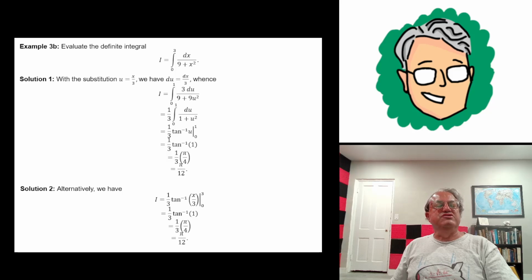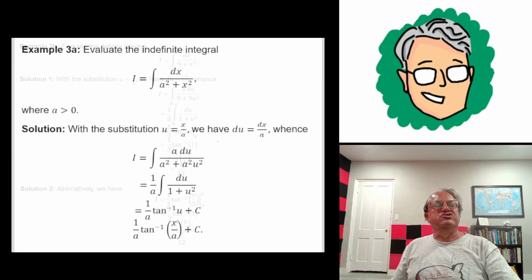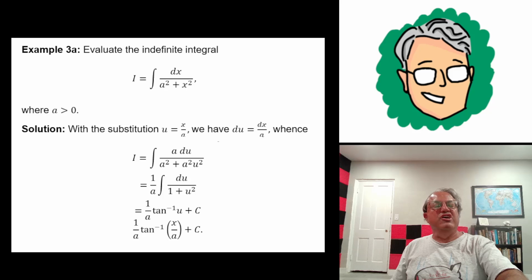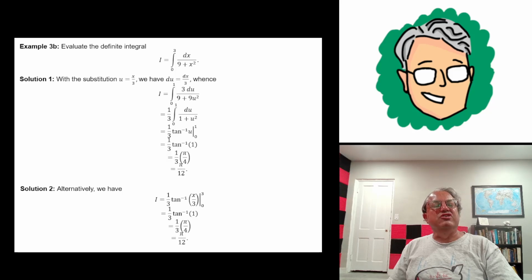But if you wanted to back substitute, it's really not much harder in this case. If you did what we did on the previous slide, remember we had the answer 1 over a times the arctangent of x over a plus c. In this case, a is 3. So you're going to get 1/3 times the arctangent of x over 3, x now going from 0 to 3. Well, again, this is easy. Arctangent of 3 over 3, if you use the upper limit, is the arctangent of 1. If you plug in 0, you get the arctangent of 0, which, as I said, was 0. So you end up with the same thing: 1/3 times the arctangent of 1, which is 1/3 times pi over 4, pi over 12.